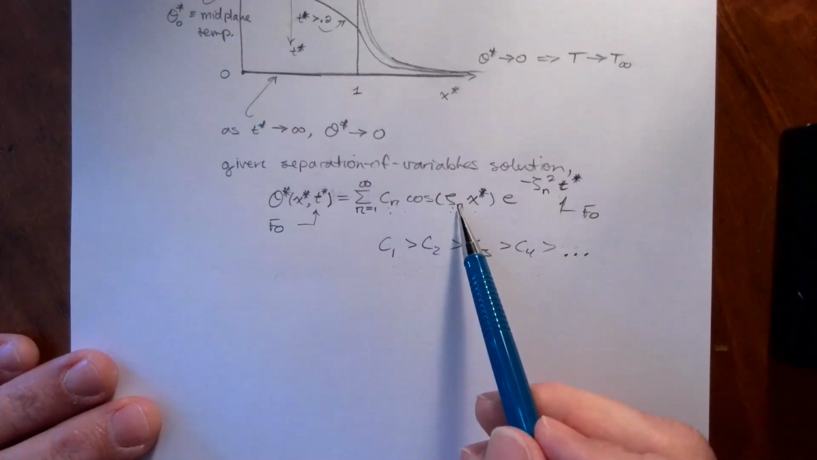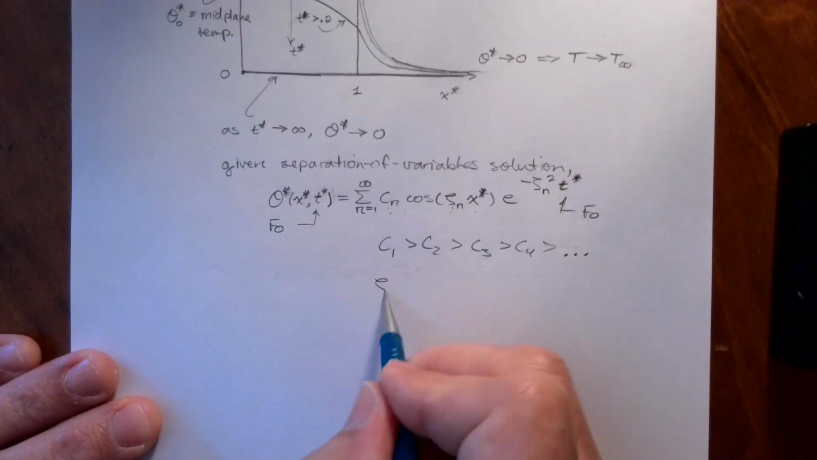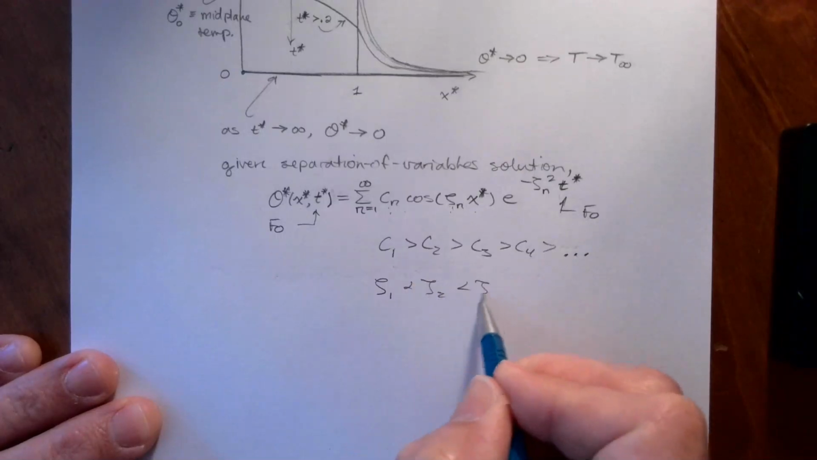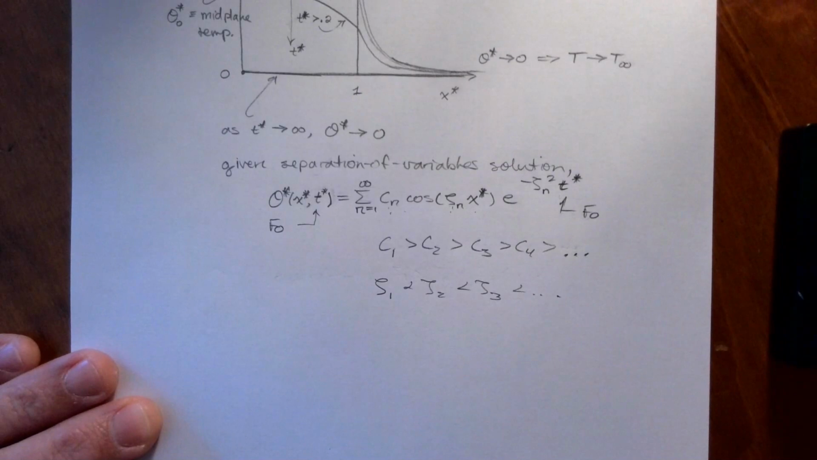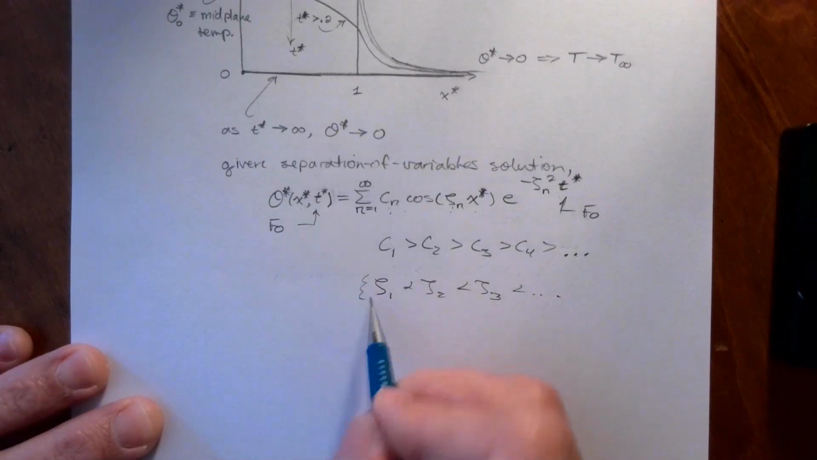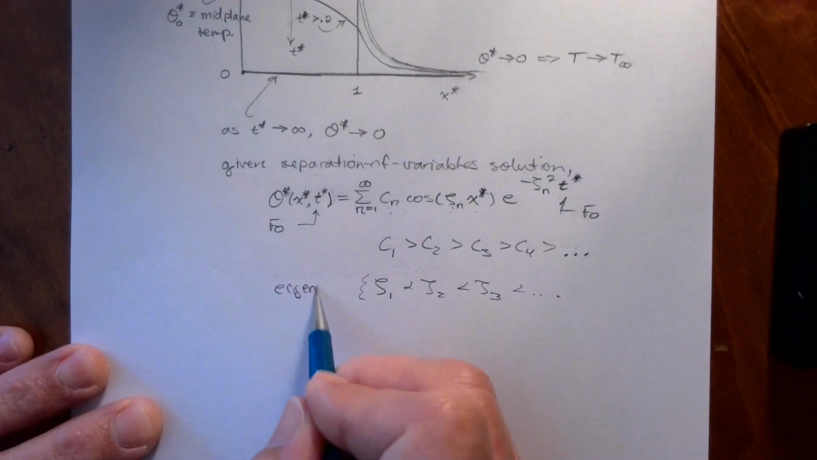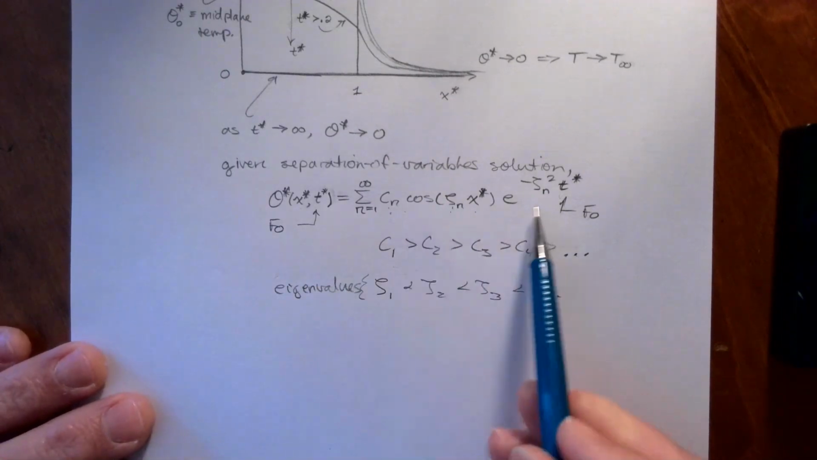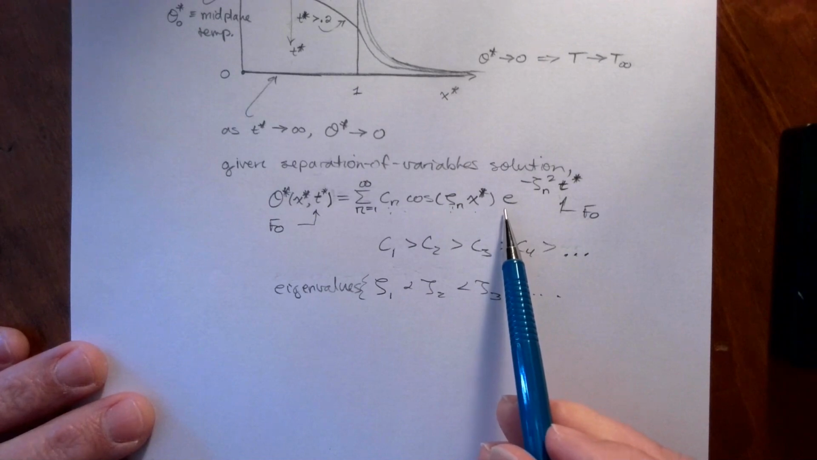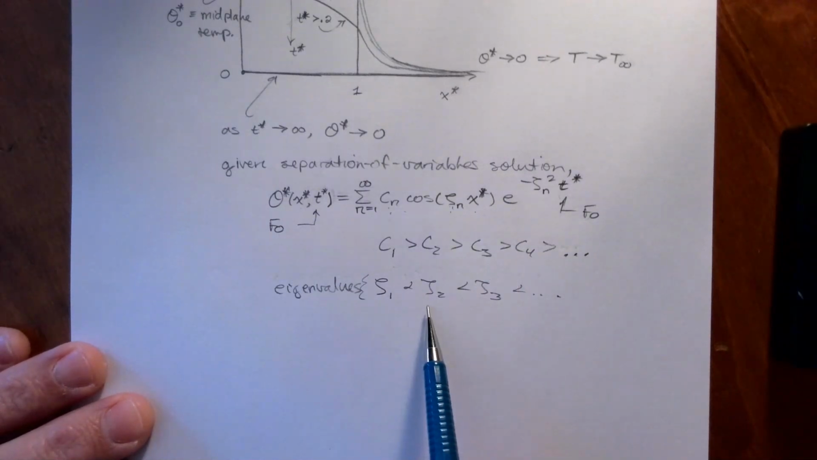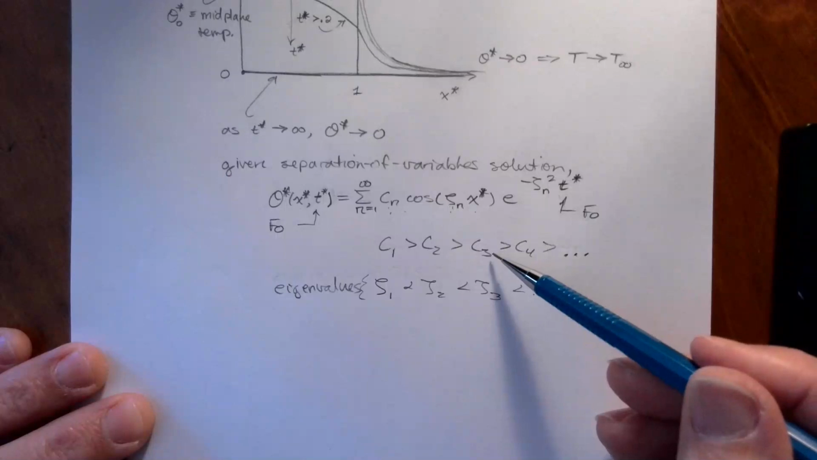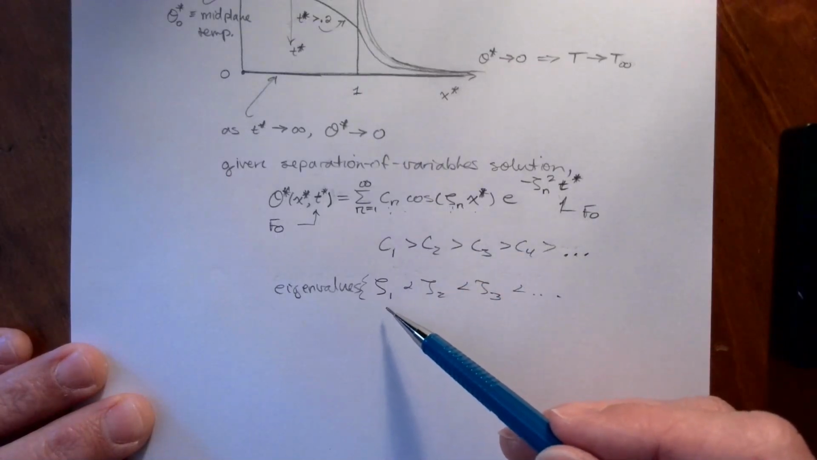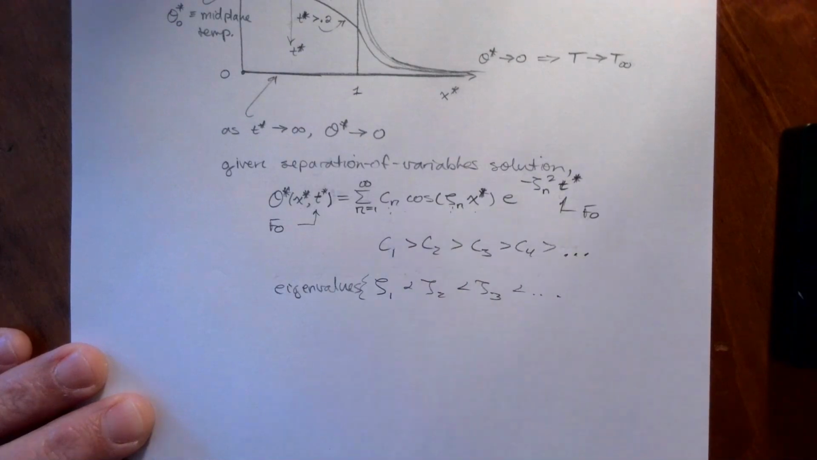Zeta n's are also ordered. The eigenvalues are ordered a little differently. Zeta 1 is actually less than zeta 2, less than zeta 3, less than, and so forth. So these are called the eigenvalues for this particular problem. So this solution only works for particular eigenvalues. And so we're given values or ways to compute each of these C and zeta values that we would then put into that summation.